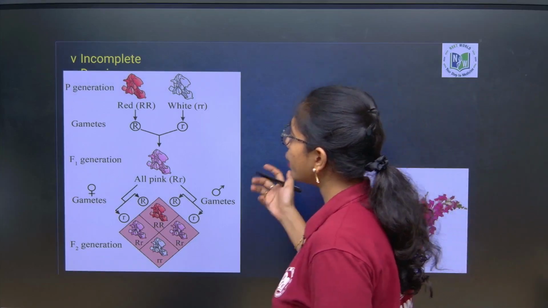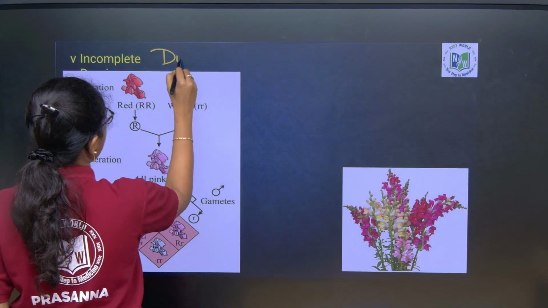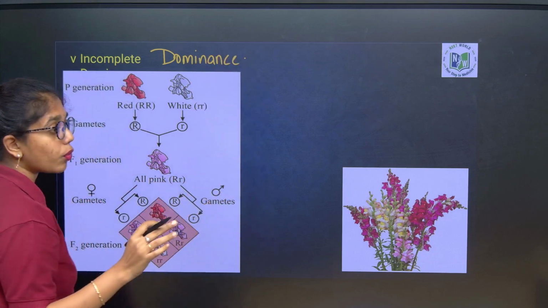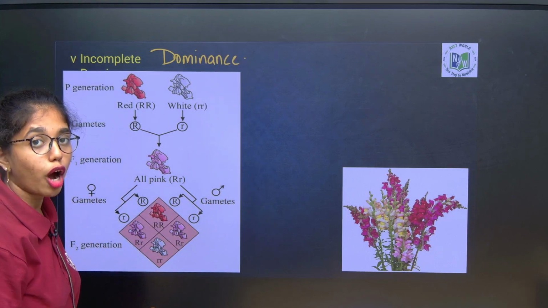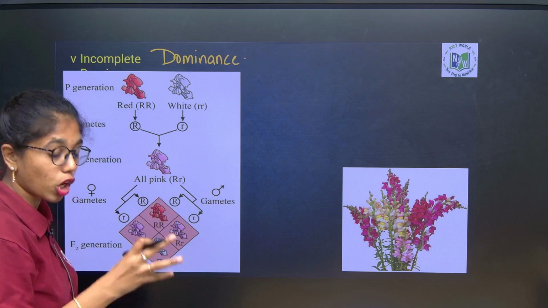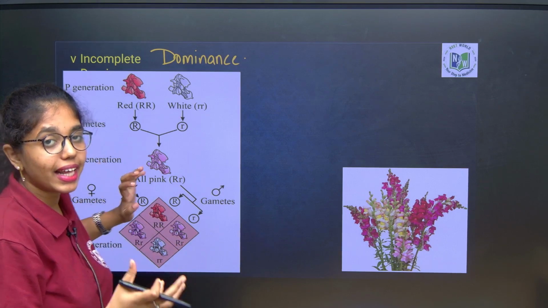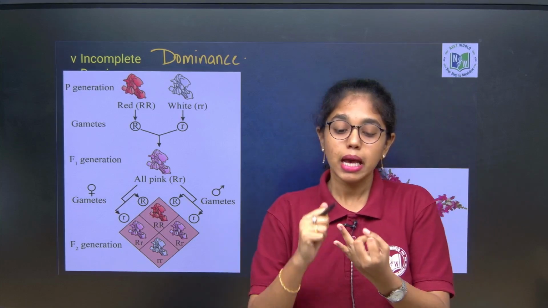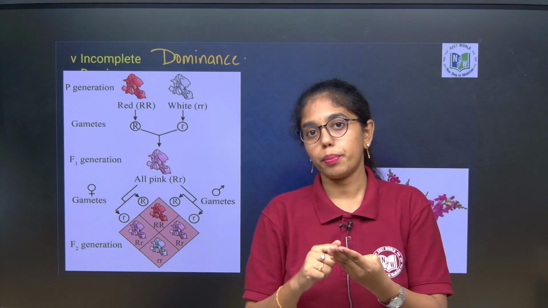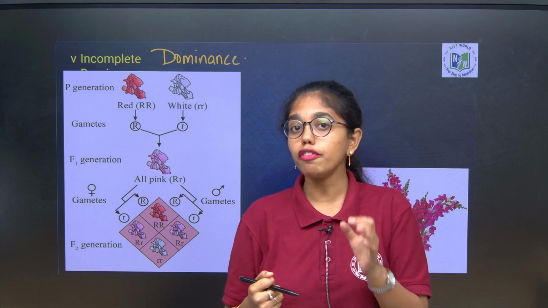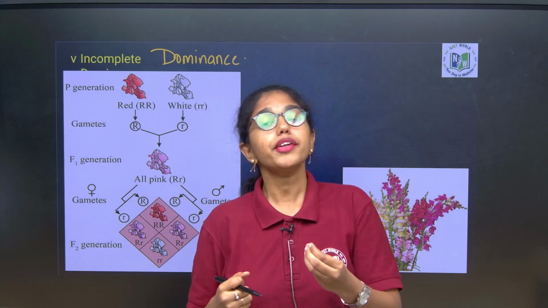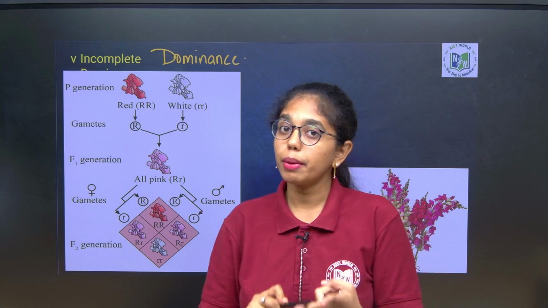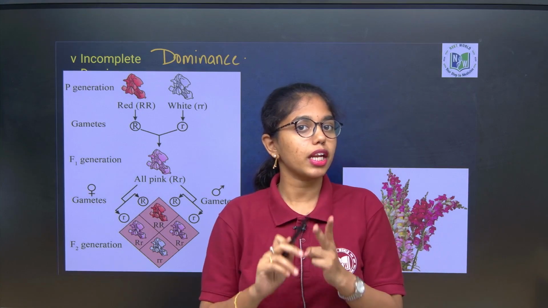Next, if we look into incomplete dominance, first we have to list out the exceptions of the Mendelian monohybrid cross, or the exceptions of the Mendelian law of dominance: incomplete dominance, codominance, multiple allelism, pleiotropy. These are the exceptions of the Mendelian monohybrid cross. What you have to remember from this are the examples, and you have to remember the phenotypic and genotypic ratios for sure.